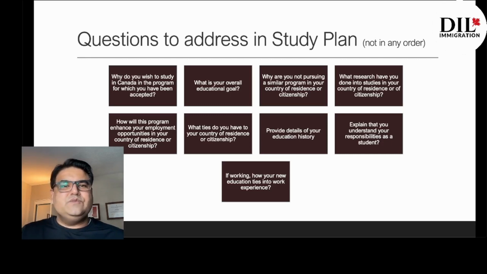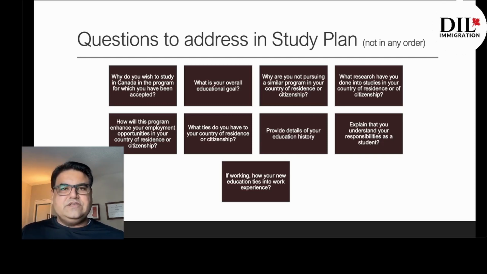So the next question is, why are you not pursuing a similar program in your country of residence or citizenship? This is also a very important question, because the visa officer is a human being. He's basically saying, why would you spend $50,000-$60,000 maybe for a 2-year diploma program, including tuition and living expenses? You might have a similar program in your home country, let's say India, right? Why are you investing so much time, energy, effort, and your parents' money and your savings and all of that, right? So you need to do a lot of research as to why you want to do that.